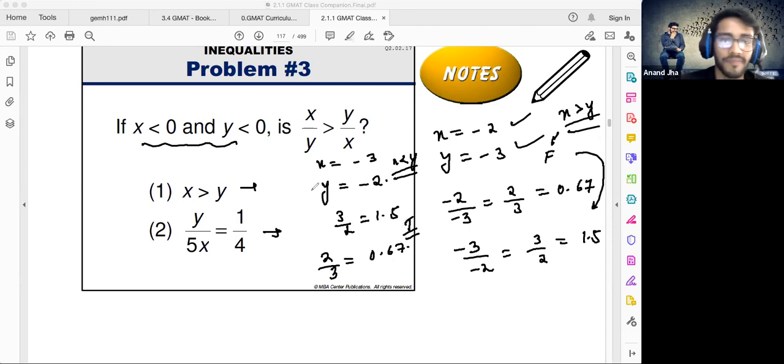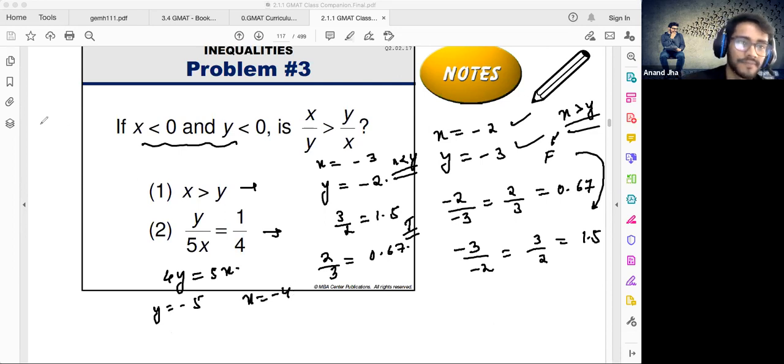Okay. What is the second case? Y by 5x equals 1 by 4. That means 4y equals 5x. Is there any number? Can I take any x and y where 4y equals 5x? Y is -5, x is -4. Now think.